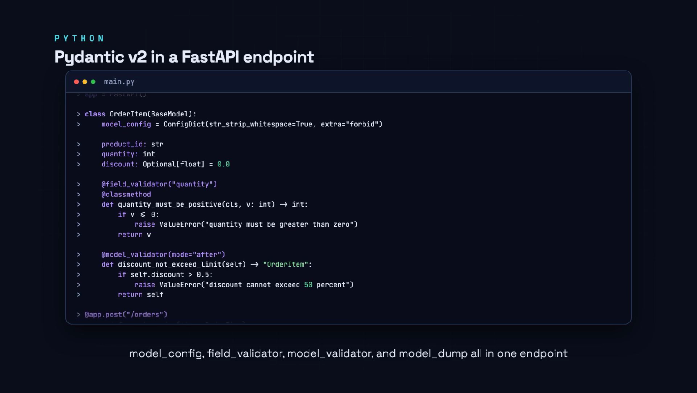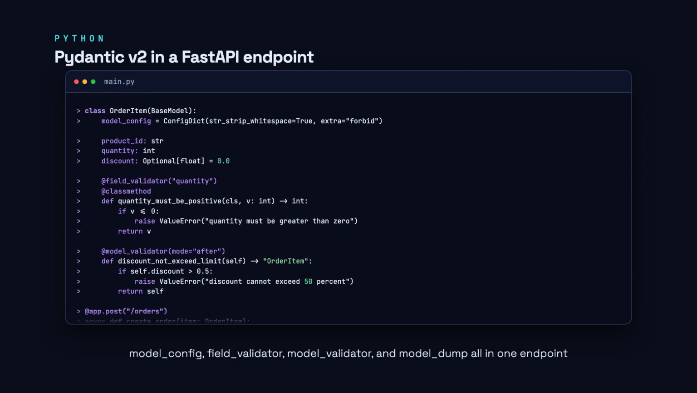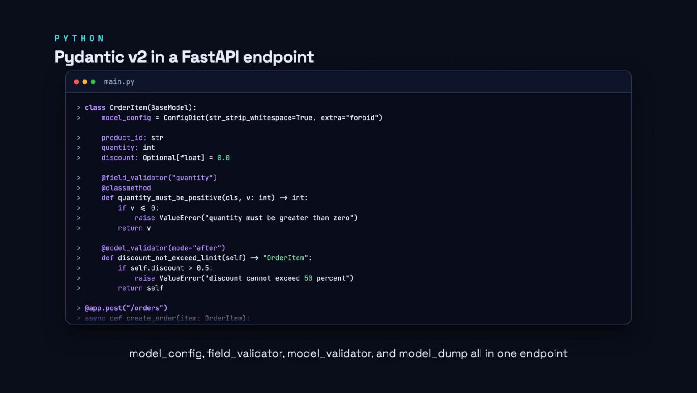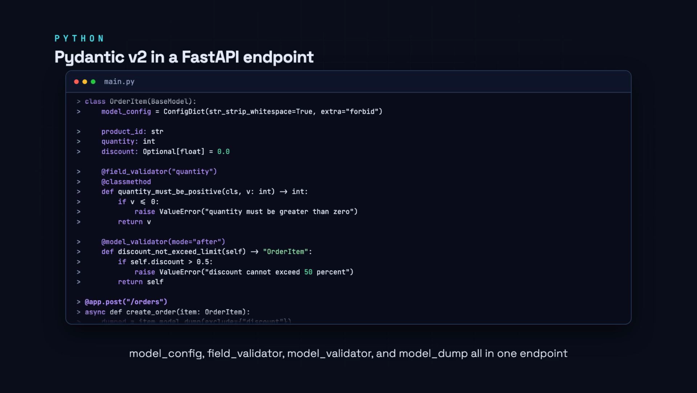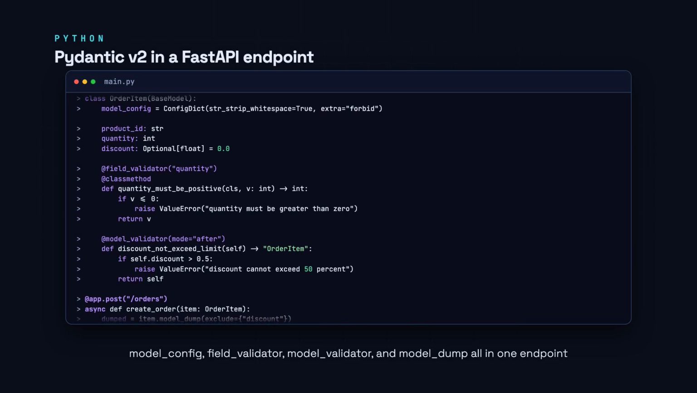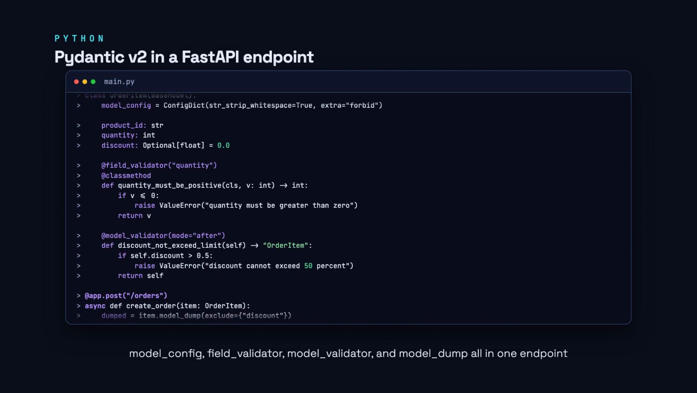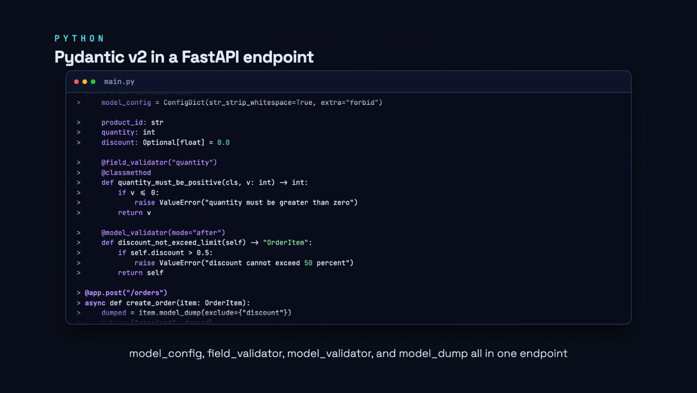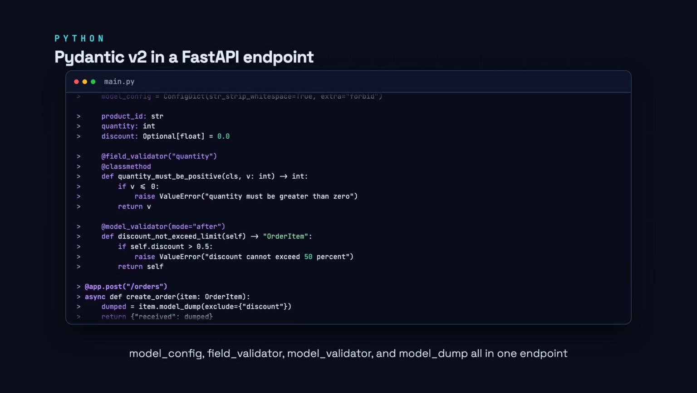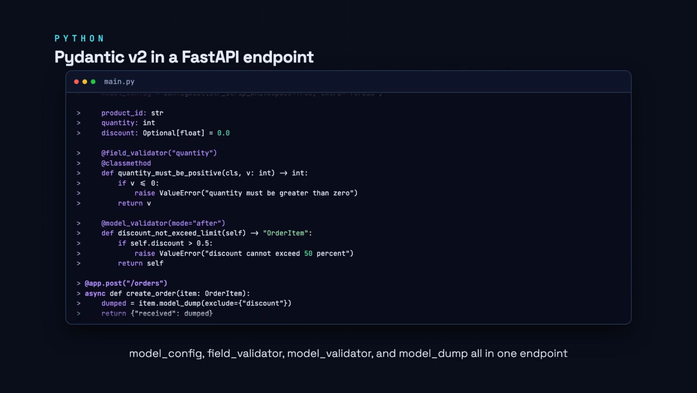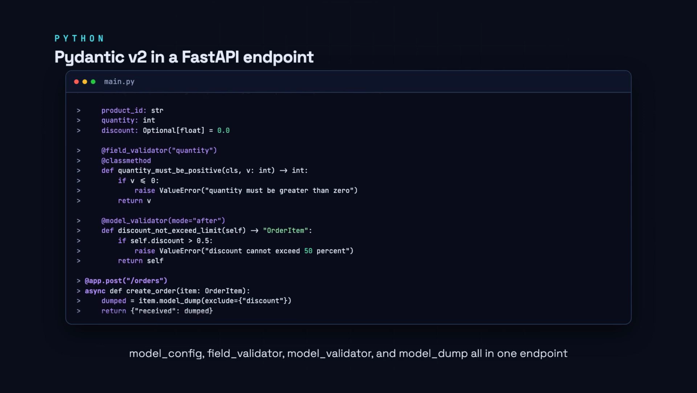The model_validator with mode equals after runs once all individual fields have already been validated, so we can safely read self.discount and enforce a cross-field business rule. In the route itself, we call item.model_dump and pass exclude equals a set containing discount, so that field is omitted from the serialized output. FastAPI then wraps the resulting dict in a JSON response automatically.